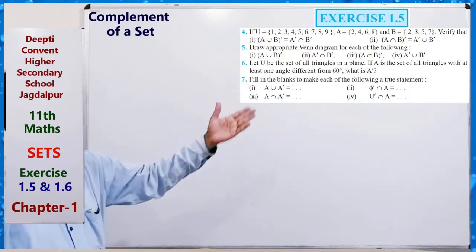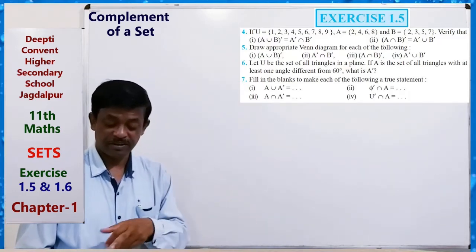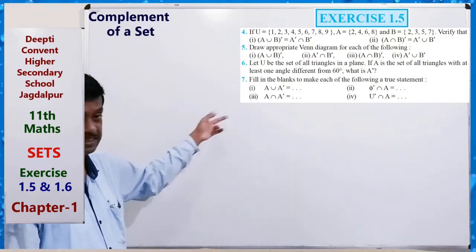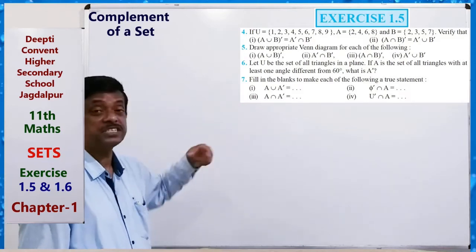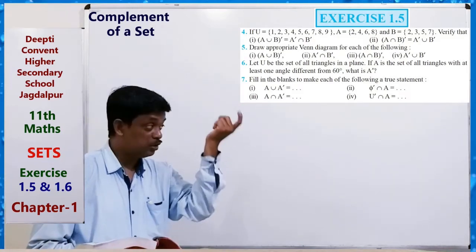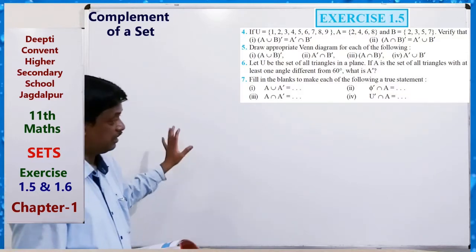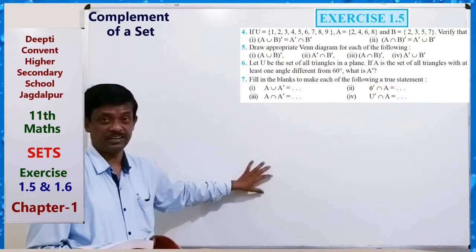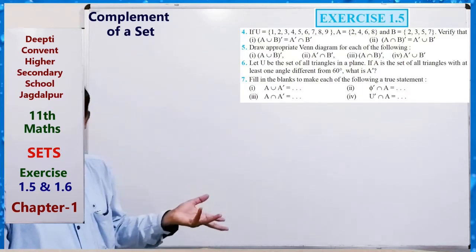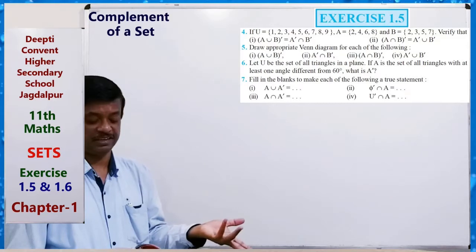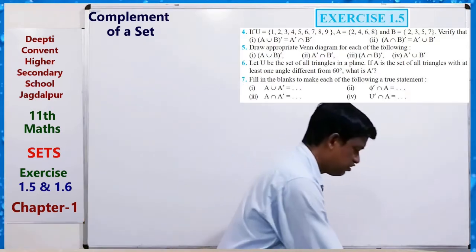A union A dash, we have seen before. A union A dash means U, the universal set. Universal set intersection A means A. A and A dash are disjoint, so phi. And U dash means phi. The phi intersection A means phi. So phi. Okay. So a very simple exercise.